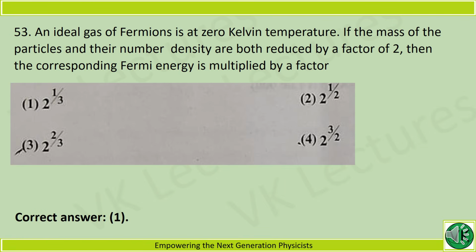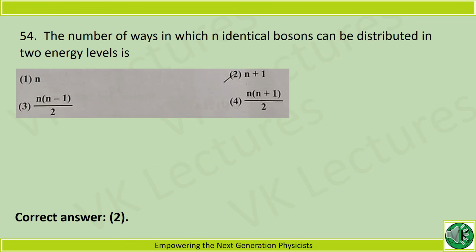An ideal gas of fermions is at 0 Kelvin temperature. If the mass of the particles and their number density are both reduced by a factor 2, then the corresponding Fermi energy is multiplied by a factor. The correct answer is option 1, 2 to the power 1 by 3. The number of ways in which n identical bosons can be distributed in 2 levels is, the correct answer is option 2, n plus 1.